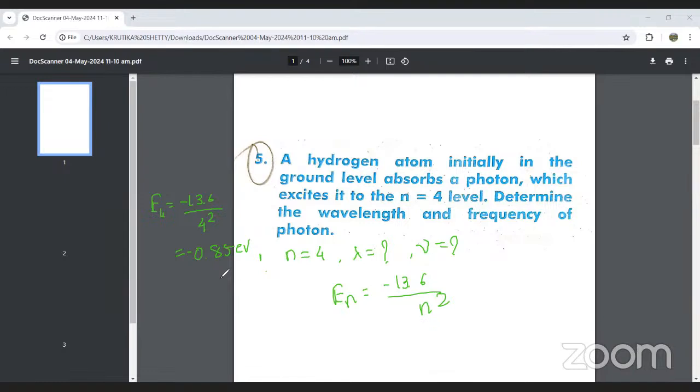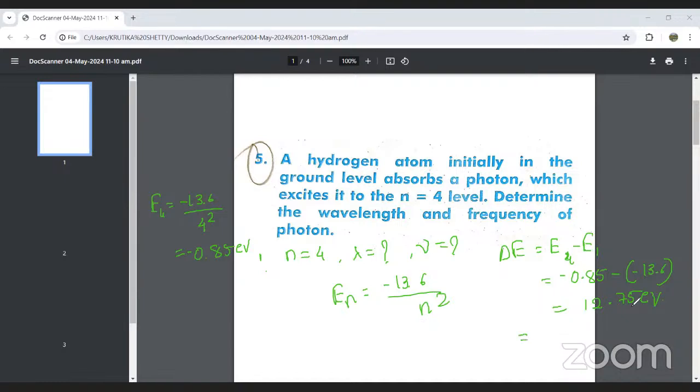Okay. Suppose I calculate the change in the energy, delta E is equal to E4 minus E1. E4 value is minus 0.85 minus of 13.6, because E1 value is how much? It is minus 13.6. So minus into minus becomes plus. So minus 0.85 plus 13.6. If you simplify this, you will get 12.75 electron volt. So this is energy, and this is in electron volt.